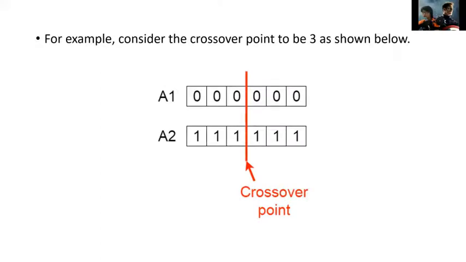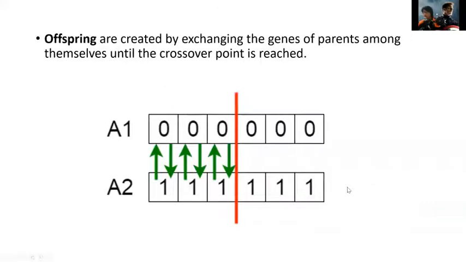Consider the following chromosomes. There are two, A1 and A2, and the crossover point is to be 3, meaning to say after 1, 2, 3, you get a cross line there, and you cross between the two chromosomes, A1 and A2. You can see the crossover point is in the middle because it has six genes. So as you can see, the crossover point is located at the middle, and afterward, offspring are created by exchanging the genes of parents among themselves until the crossover point is reached.